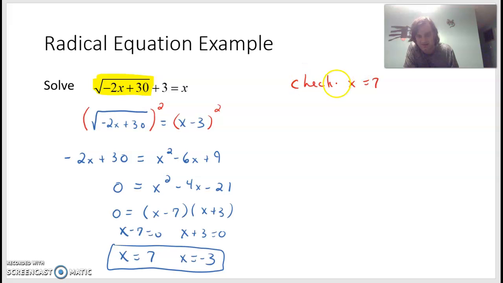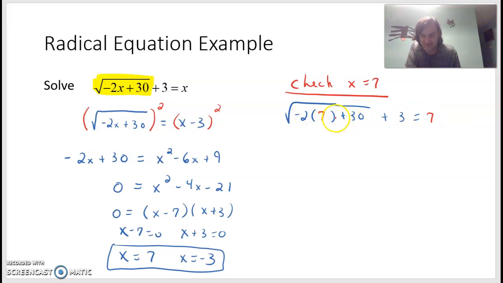x equals 7. So when I plug that in, I'm going to have the square root of negative 2 times 7 plus 30 plus 3 equals 7. So let's see. That'll be negative 14 plus 30, so that'll be 16. So on the left-hand side, I'll have 4 plus 3 equals 7. That works. So we get to keep the 7.